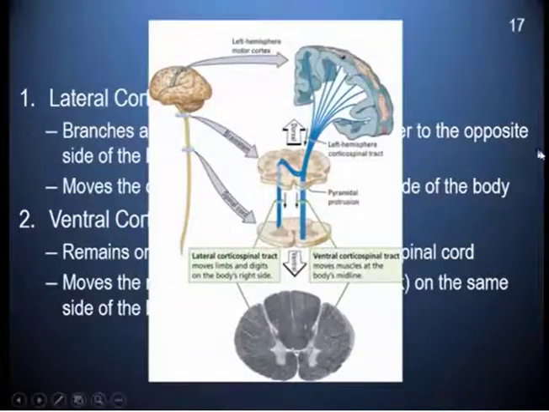So look at how that appears. You've got all your information coming in from your primary motor cortex, all these different areas. You're going to have a concerted effort and orchestrated response. The information all converges into the brainstem here. The lateral corticospinal tract crosses over, and then the information goes down, while the ventral information stays on the same side and goes down.